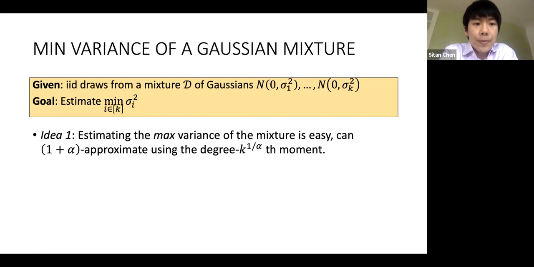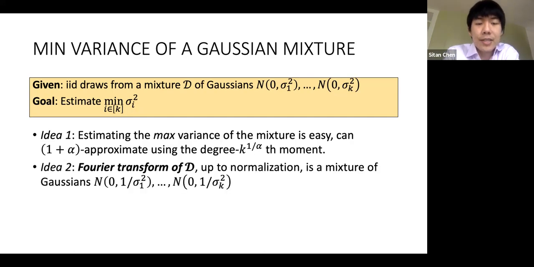So how do I do better? The first idea is that if I wanted to estimate the max variance instead, this is actually quite easy. If you want to 1 plus alpha approximate this max variance, then all you need to do is go out to degree roughly k to the 1 over alpha. Correspondingly, you'll need samples roughly exp of k to the 1 over alpha.